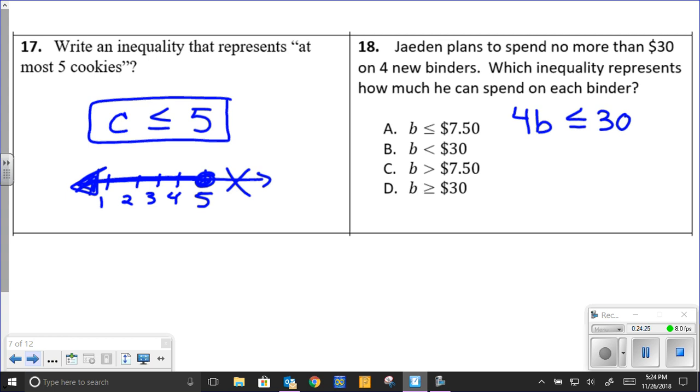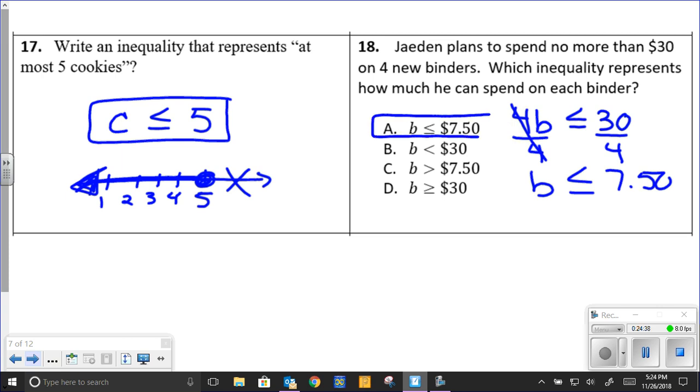That means I now have to divide both sides by 4. And when I do that math, B is going to be less than or equal to 7.50. When you do the division, that becomes 7.50. So our answer is right here. So again, set it up as a problem and then solve to see your answer.